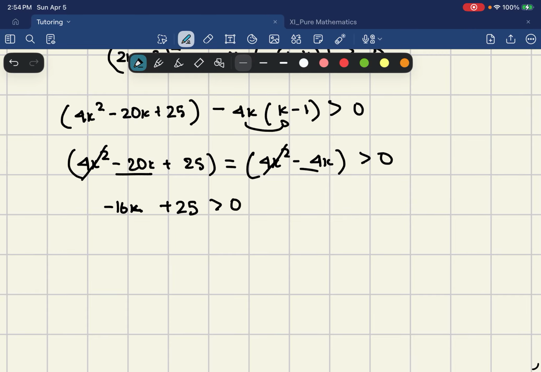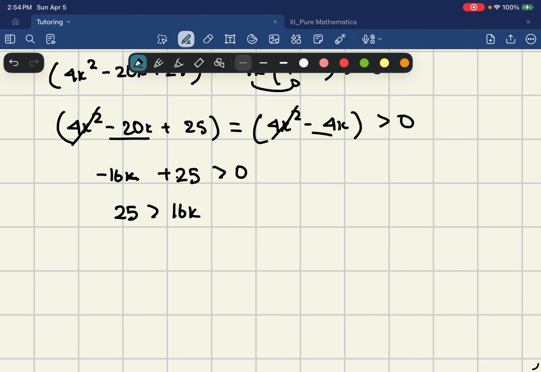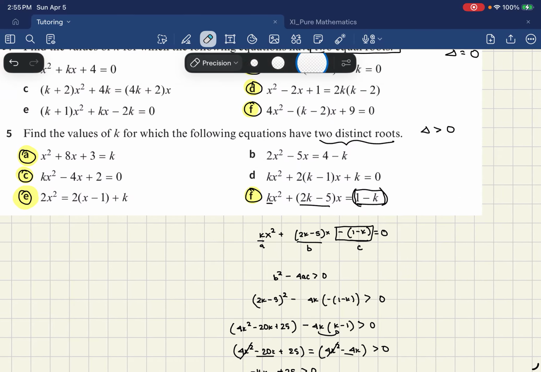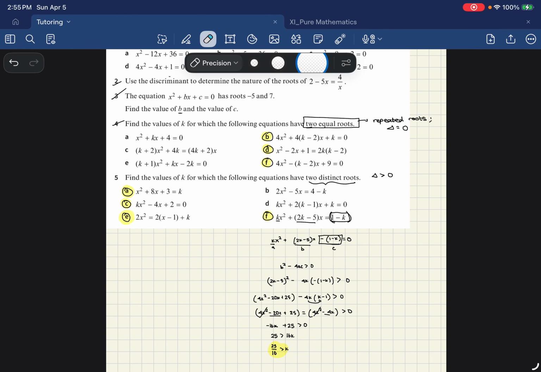Let me add 16k on both sides. So 25 is bigger than 16k. You only want to divide by positive numbers. That is why instead of taking 25 to the other side, I took 16k to the other side, right? So now I can divide by positive 16 without having to worry about my inequality. So that should be my solution. k is less than 25 by 16. That is my solution, so that is F. And you can try D. It's just solving the quadratic inequality, which we have discussed in the previous video.